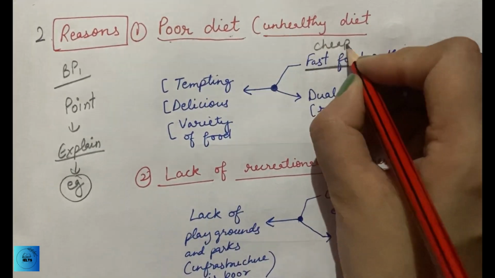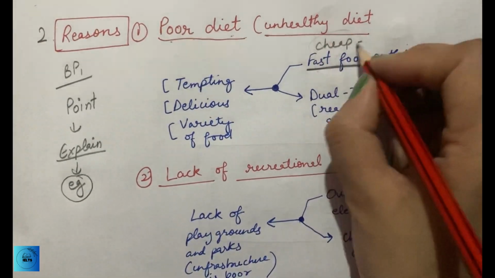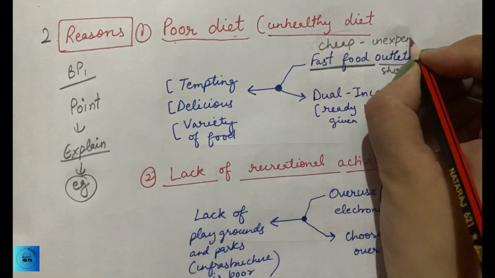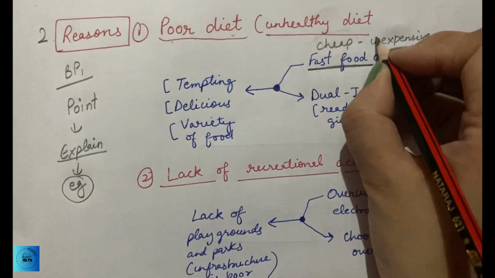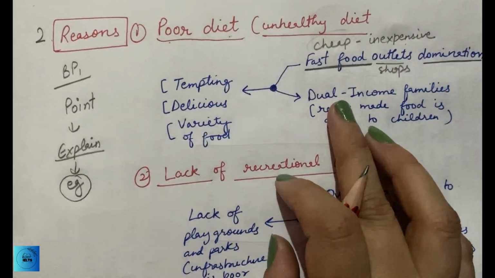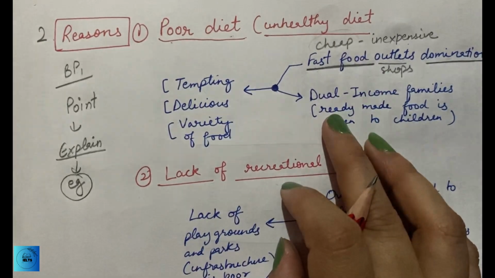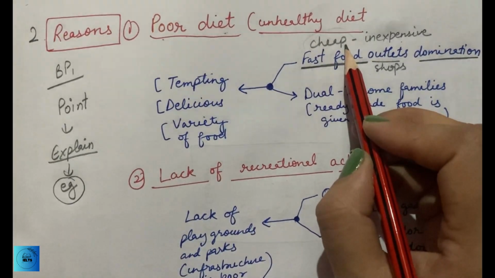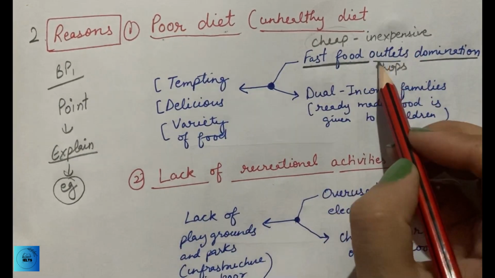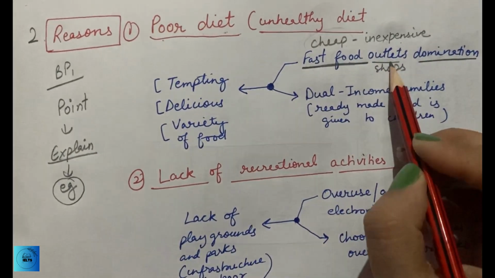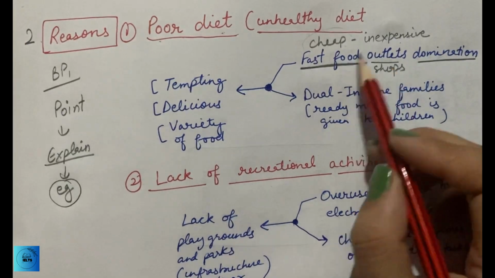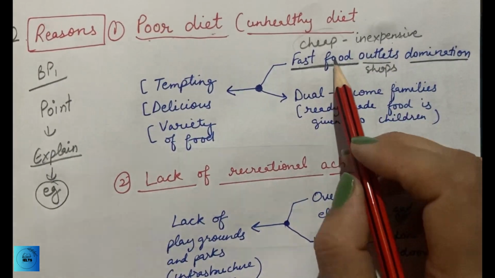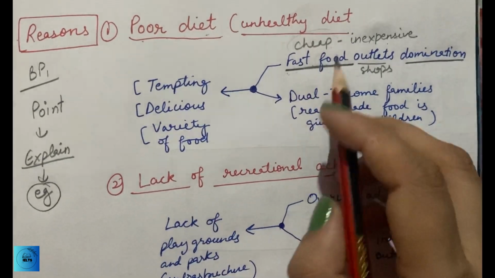cheap, but we will not use the word cheap in our essay. Instead we will use the word inexpensive. This is a more formal word, and we need to write more formal words in our writing in order to score better marks. So fast food, which is not only inexpensive, but the shops are opened at every corner of the society, so there is domination. That's why people prefer this junk food.